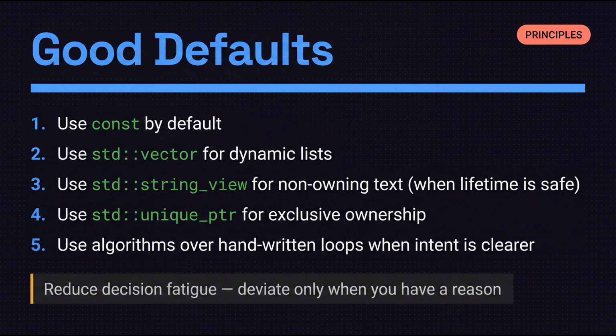Third, use string_view for non-owning text parameters when the lifetime is safe. It avoids unnecessary copies. Fourth, use unique_ptr for exclusive ownership. It makes the ownership model explicit in the type system. Fifth, use algorithms over handwritten loops when the intent is clearer. Ranges sort, find_if, transform. They communicate what you're doing, not how. Deviate from these defaults when you have a reason. But start here.